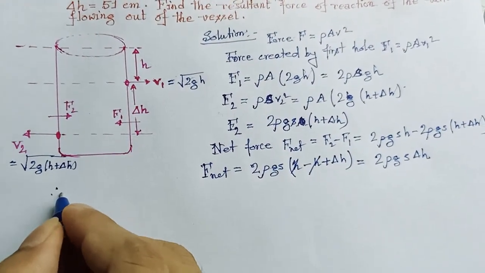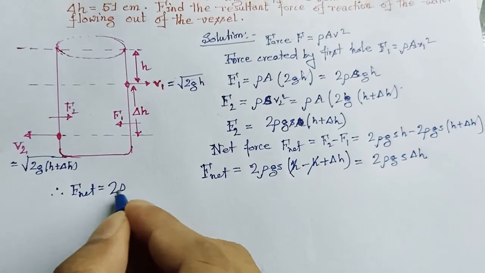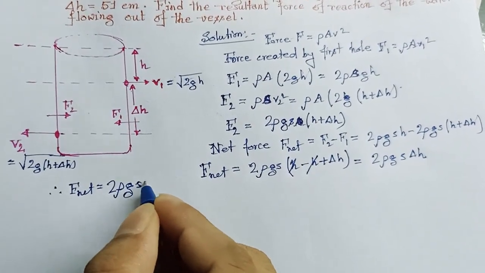So our ultimate F net is equal to 2 rho g S delta h.